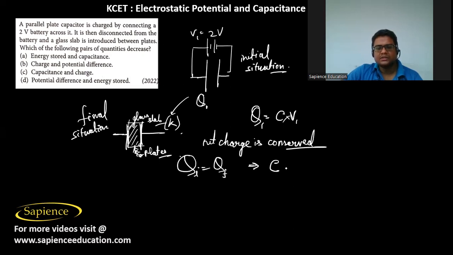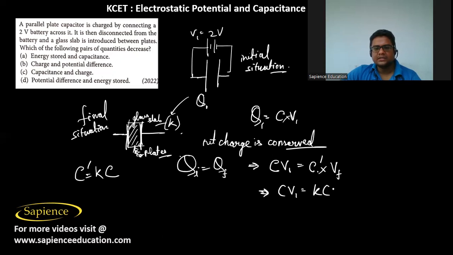So the initial charge is C into V1, and that will be equal to the final charge, which is C dash into V final, let's say. So C dash will obviously be equal to K times C, since the glass slab of dielectric constant K is being introduced. Therefore, C V1 is equal to KC into V final. So V final will be equal to V1 by K.